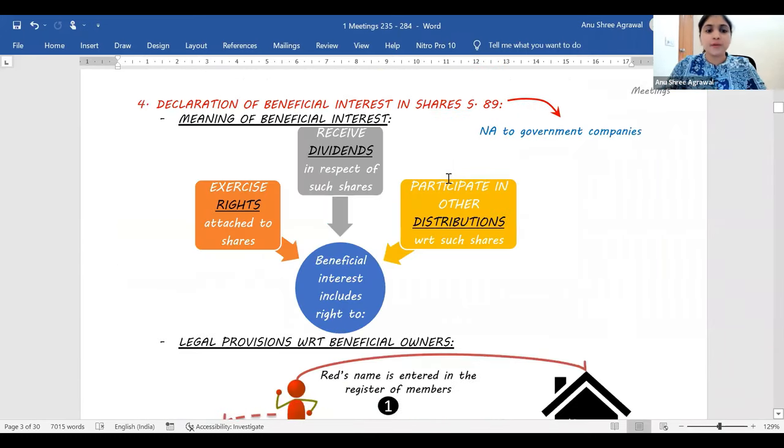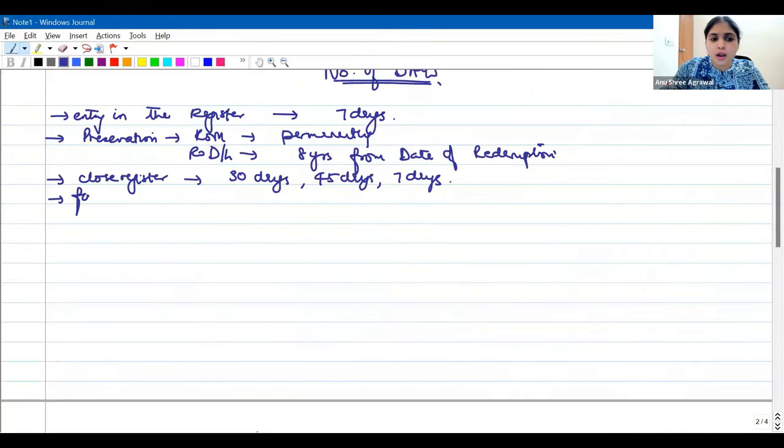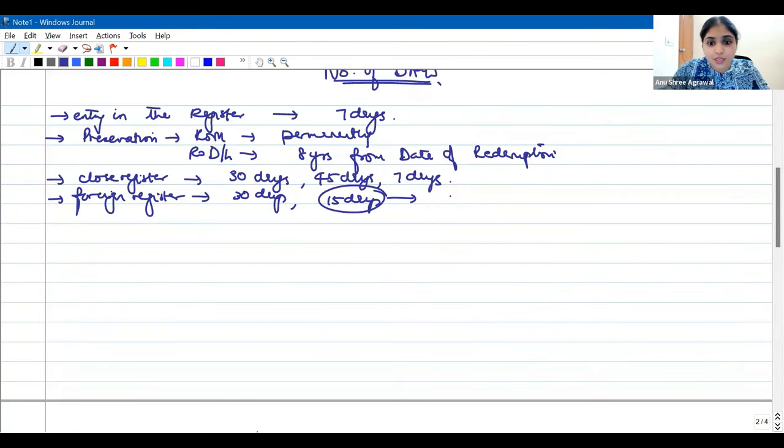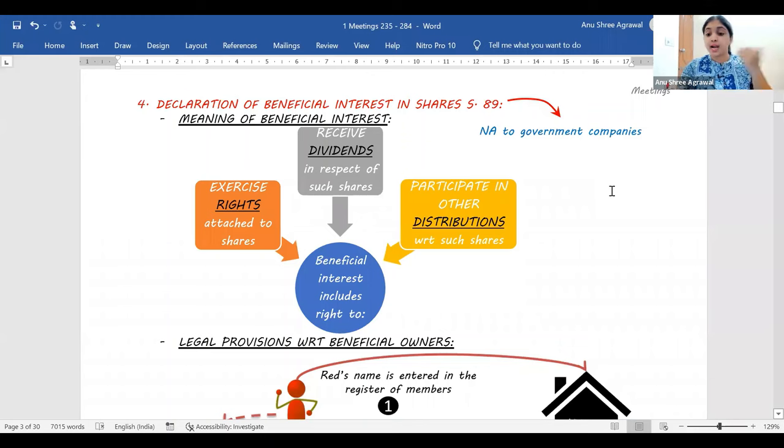Till here, all clear? Foreign register, all our time limits are 30 days. Only in one place we have 15 days. 15 days is for what? 15 days is for sending copy of entry. Copy of entry, where do we send? We send the copy of entry to the registered office. 100% clarity until here? Yes? Come on, let's go to the next discussion now.